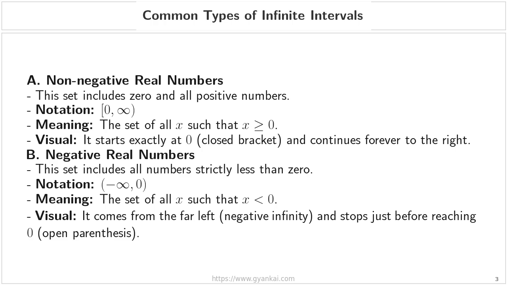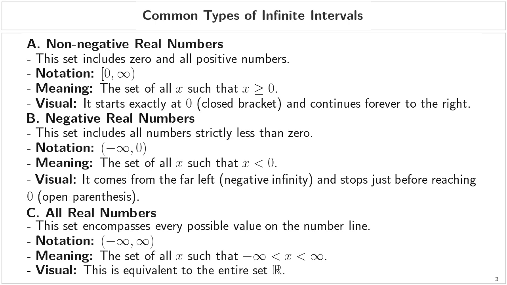Next, we have negative real numbers. Unlike the first example, this set includes only numbers that are strictly less than 0. We represent this using an open parenthesis negative infinity, followed by an open parenthesis 0. In terms of meaning, this is the set of all x, such that x is less than 0. On your number line, this interval comes from the far left, starting from negative infinity and moves toward the right, stopping just before it reaches 0. Notice we use an open parenthesis at 0, because 0 itself is not part of this specific set.